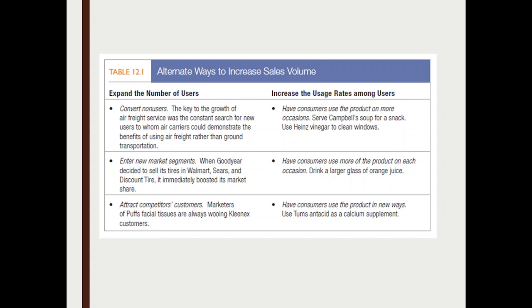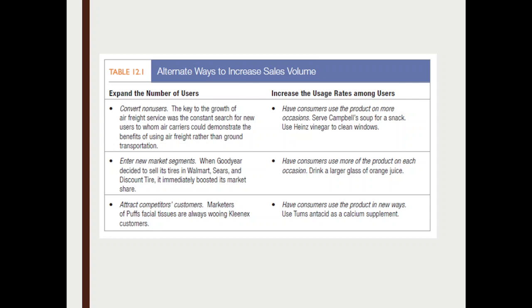Convert non-users. Very good technique which was used, and I think that's a good example where air freight has been given as an example. Enter new market segments. As an example is given here, when Goodyear decided to sell its tires in Walmart, Sears, and discount tires, it immediately boosted its market share. So Goodyear was probably selling its tires only in high profile markets where only tires are sold, but they also started selling in Walmart, which is known for people visiting there to buy very good products at a lower price or volume segments.